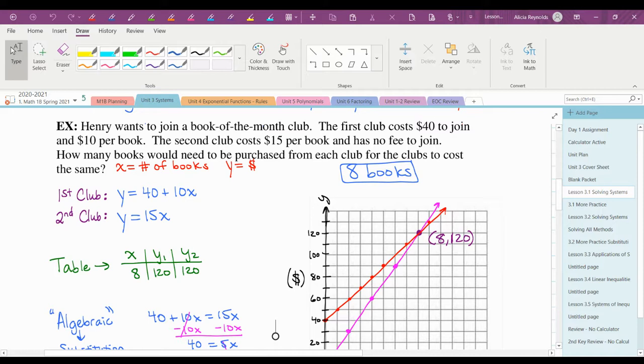So if we're writing the equation based on the information we're given for the first club, our equation is going to be y equals 40 plus 10x, because our flat fee to join is $40 and our variable rate is $10 per book. And our second club is y equals 15x. We don't have a y-intercept for our second club equation because there is no fee to join.